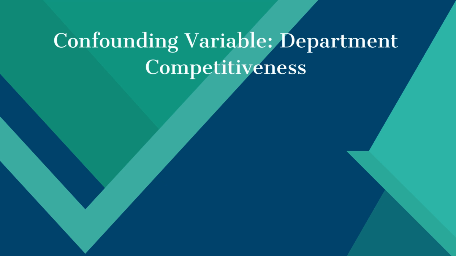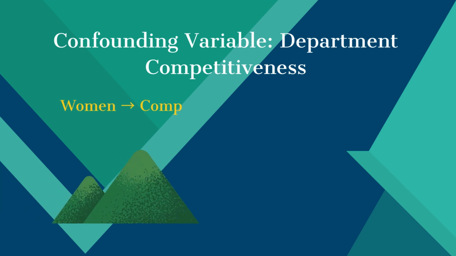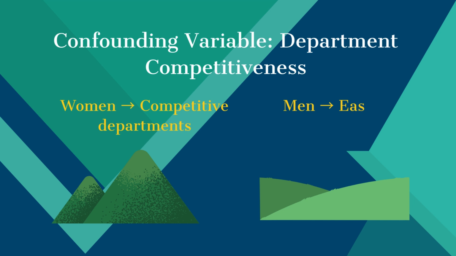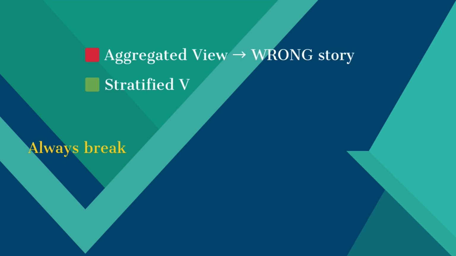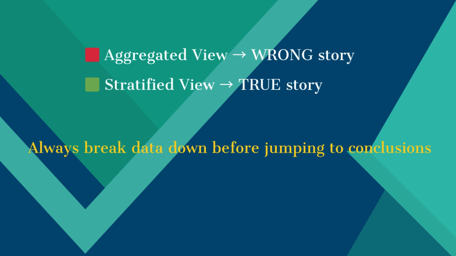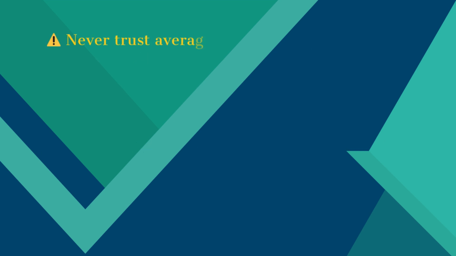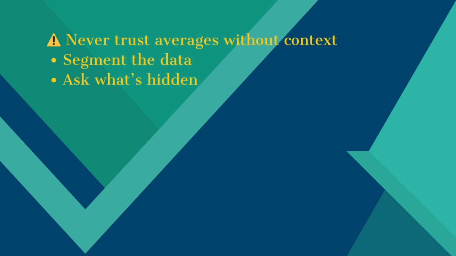How is that possible? The confounding variable here is the competitiveness of the department. Women were applying to the hardest departments with the lowest acceptance rates. Men were applying to the easiest departments with high acceptance rates. If you look at aggregate data, you see bias. If you look at stratified data, the bias disappears or reverses. This is why we must always look deeper than surface level numbers.